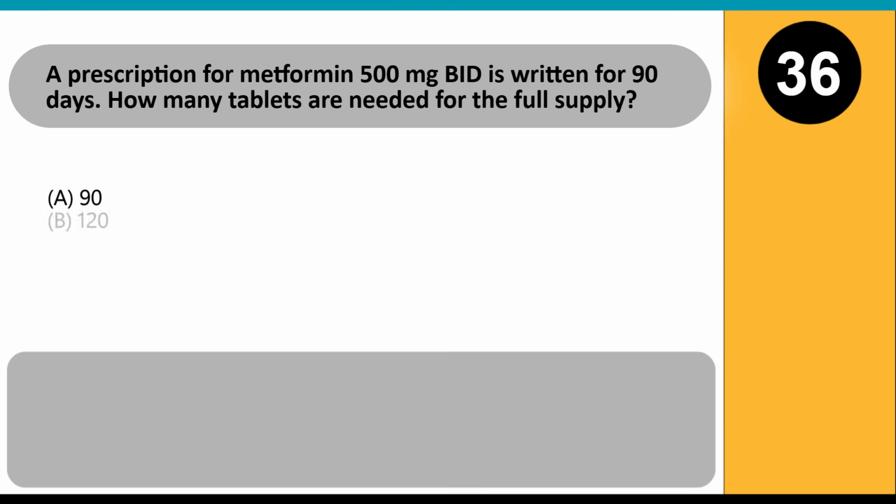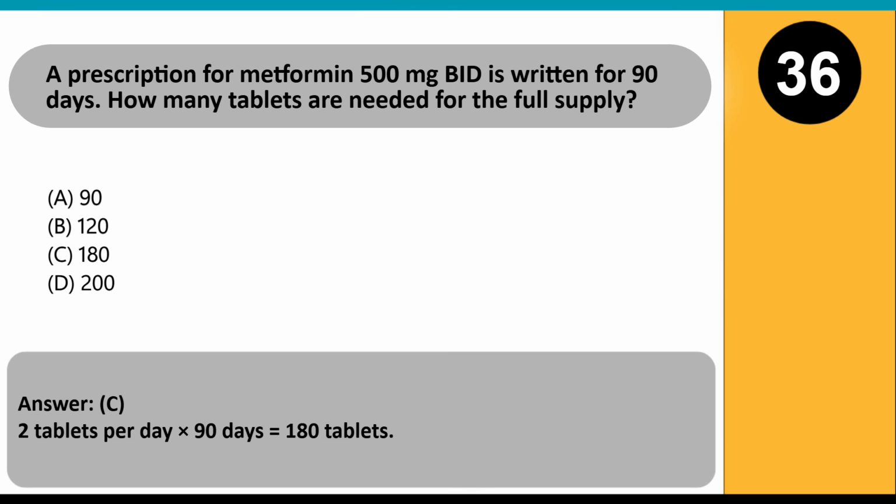A prescription for metformin 500 mg BID is written for 90 days. How many tablets are needed for the full supply? A. 90. B. 120. C. 180. D. 200. Answer, C. 2 tablets per day times 90 days equals 180 tablets.